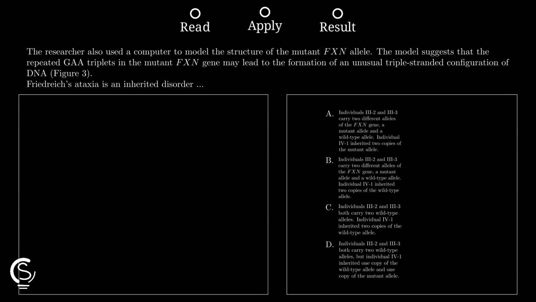Figure 2 shows individuals 3-2 and 3-3 each have 2 PCR bands, which means they carry 2 different FXN alleles instead of 2 matching copies, so they are heterozygous.